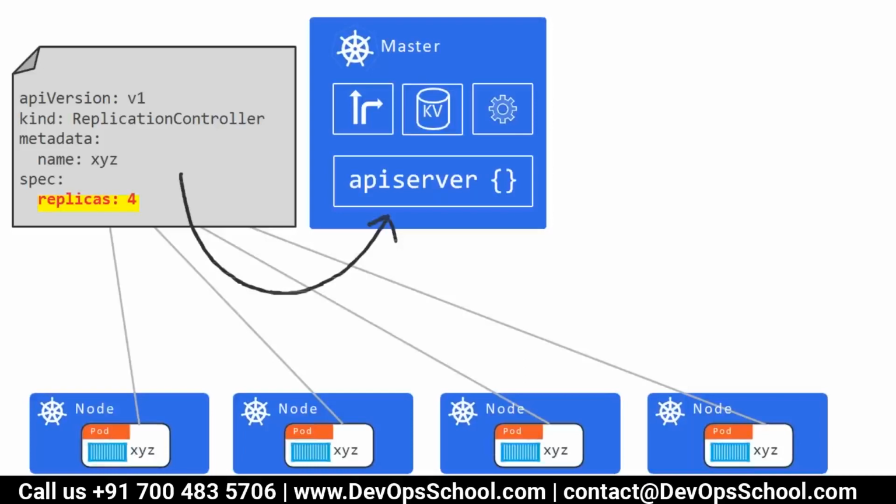And for a replica set, desired and actual state will be controlled by the replication controller. So here you wanted replicas of 4 and kind is replication controller. So at any given point of time, these 4 pods will be maintained. If one pod or one node goes down, the controller will automatically replace it with a new pod. That's the power of the replication controller.